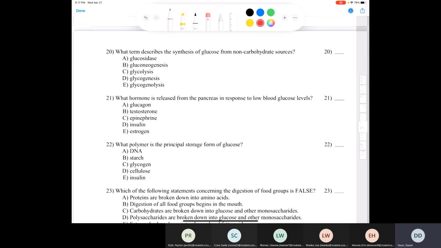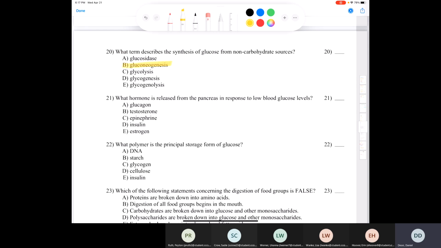Question 20. What term describes the synthesis of glucose from non-carbohydrate sources? Could anybody tell me what the answer to this one is? Out of all these crazy words that look like they're all related to one another, they all start with the letter G. Yeah, exactly. Thanks, Peyton. It's gluconeogenesis, right?